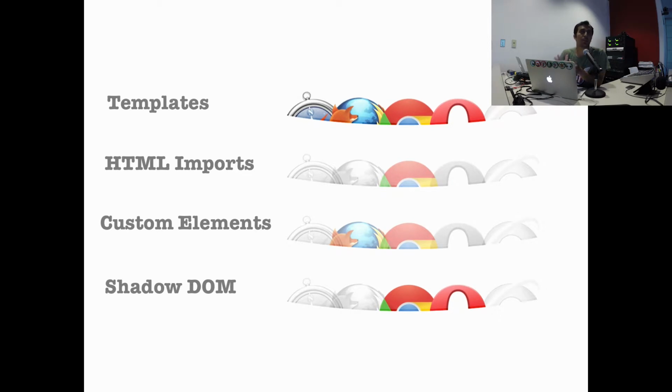So this matrix was really looking bad like a year ago, but now it's not that bad. I think people are seriously thinking about all these specs and implementing them in the browser. So it's picking up really fast.